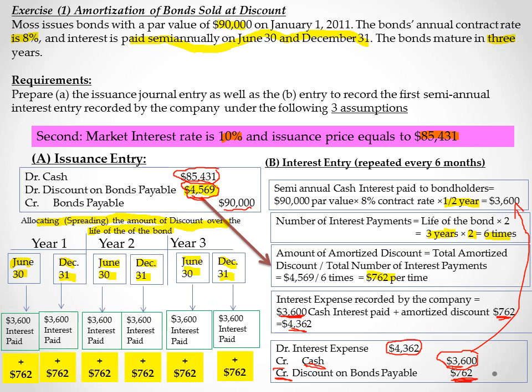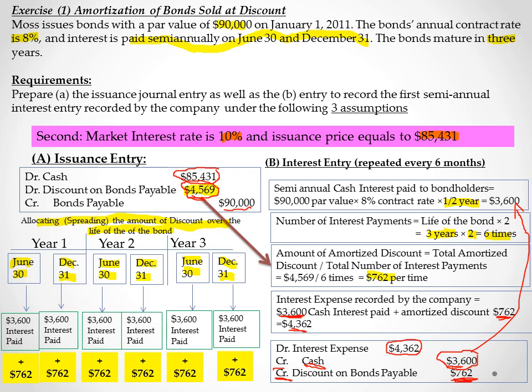So let's put it here on our timeline. This means that for the first year, on June 30, it will include 3,600, the interest paid, plus the 762. And for the second interest payment on year 1, which will be on December 31st, it will also have to allocate 762 out of the total amount of the discount on that period. And we'll do the same for the rest of the 6 times.